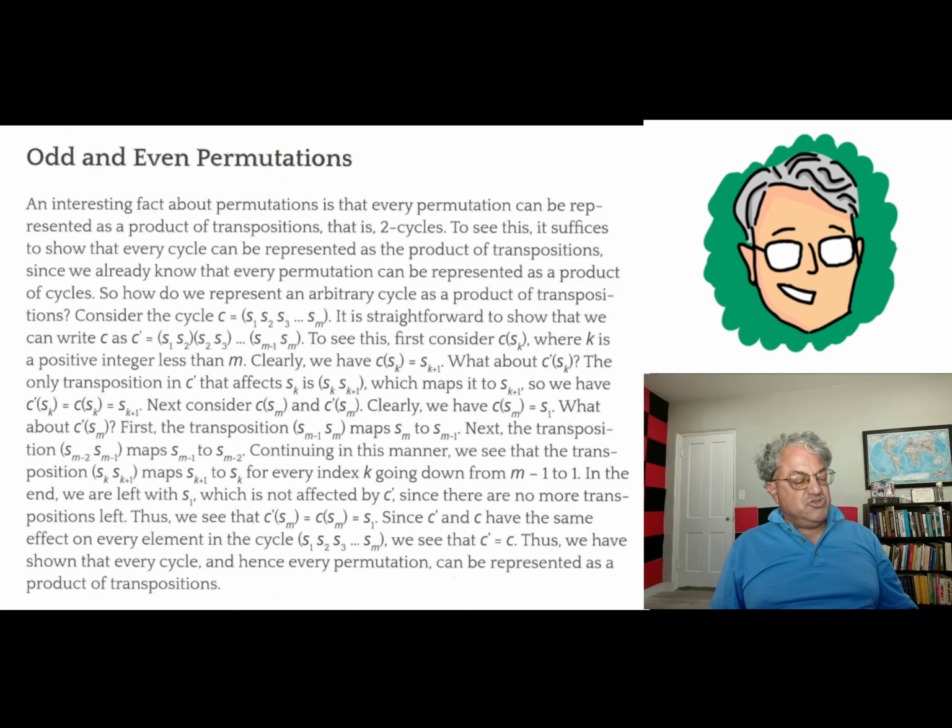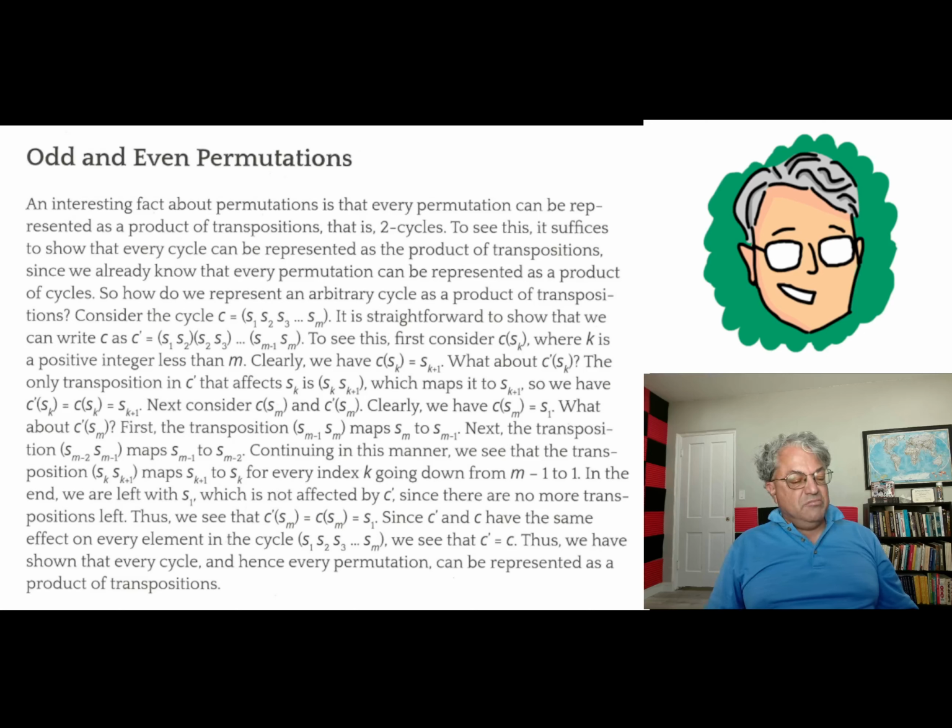You can write the cycle I just wrote down above as the product of (S1, S2), that's your first transposition, and (S2, S3), that's your second, (S3, S4), and so on, all the way up to (Sm minus 1, Sm). It turns out that that product is the cycle I wrote down earlier. It's a cycle of order m. And notice that there are m minus 1 transpositions in this product.